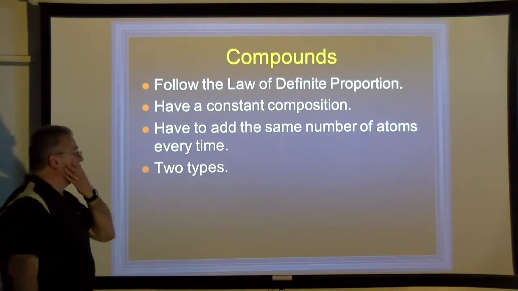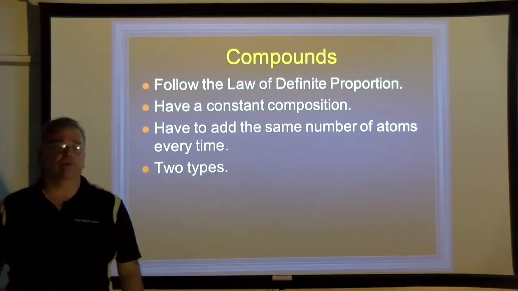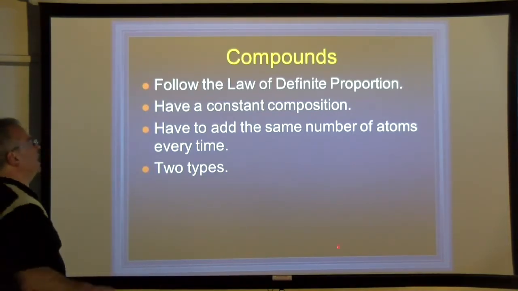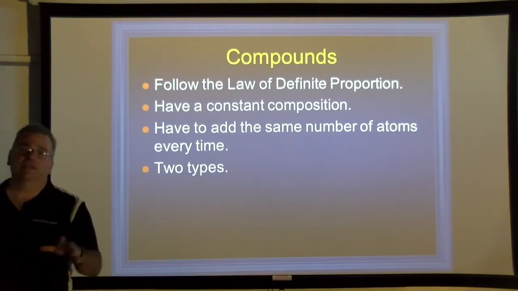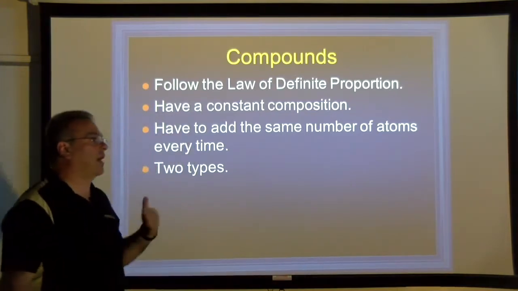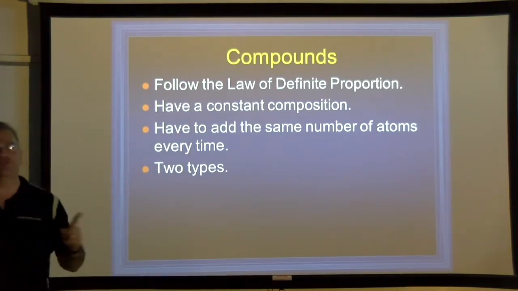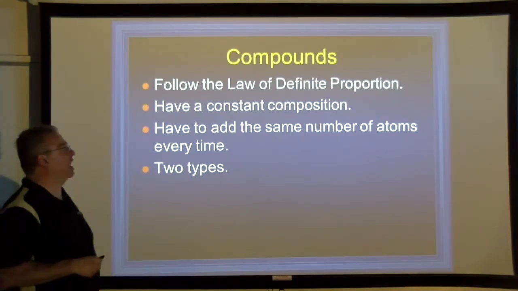In the last session, in fact the first session, we discussed the famous scientist Proust, who discovered that a compound follows the law of definite proportion. That means that a water molecule would have 2 hydrogens for every 1 oxygen, and by mass they would follow a specific ratio.